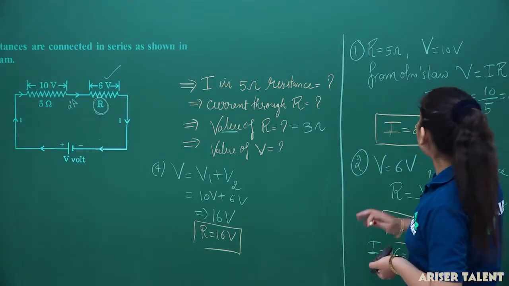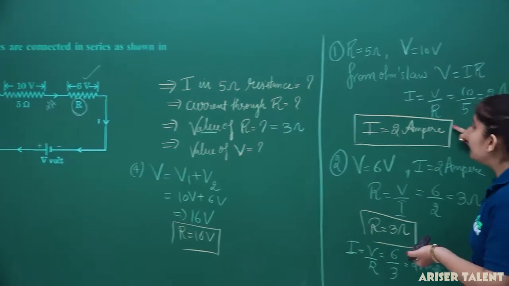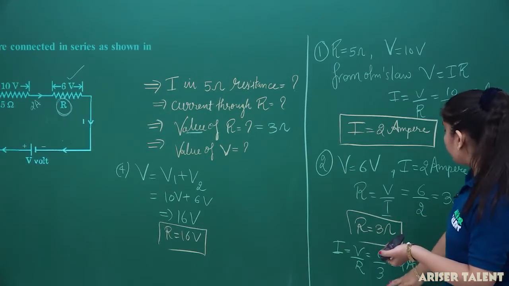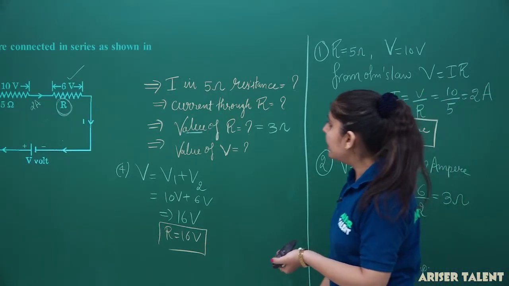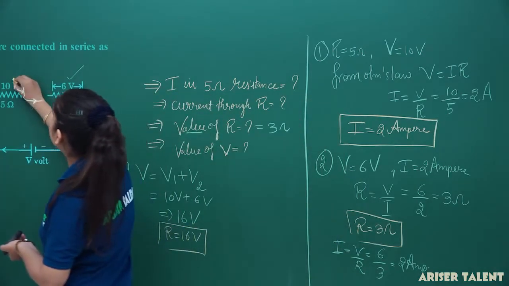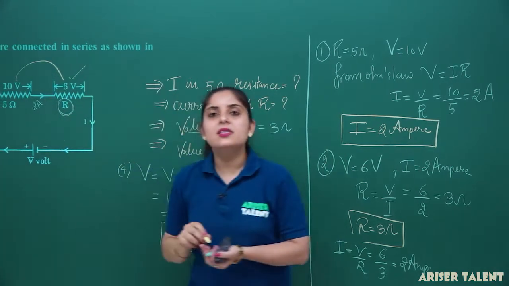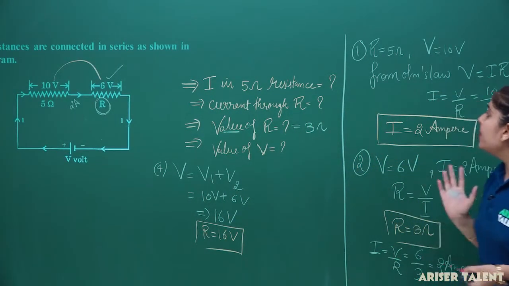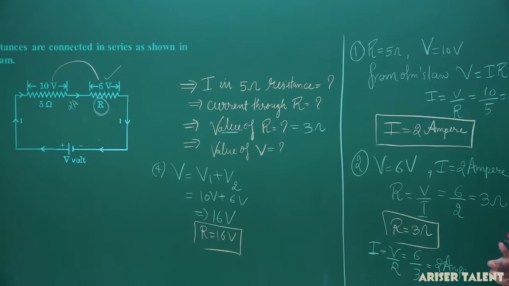So, you have seen that for the first part, we have found the answer that is 2 ampere. For the third part, we have the 3 ohm. For the fourth part, we have the 2 ampere again. And for this part, we have calculated that the total voltage will be 10 plus 6, that will give you the 16 volt. So, this is the solution for this problem. Now, copy this solution from here so we can proceed to our next part.